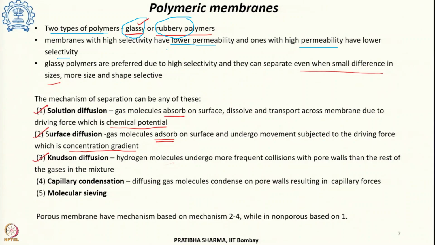Permeability will be less, but selectivity is important because we do not allow other gases with the hydrogen. We need hydrogen gas as pure hydrogen gas. That's why we will prefer glassy polymer over rubbery polymer.